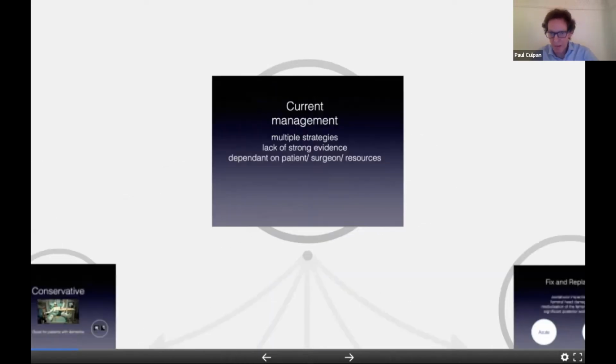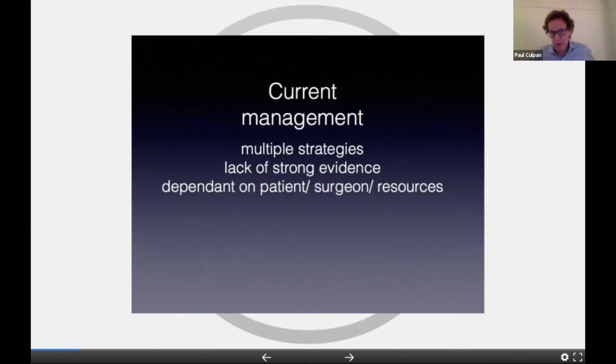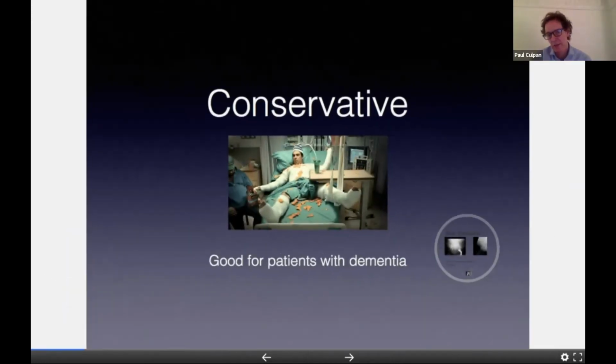So what are the current management strategies in treating osteoporotic fractures? Well, much like LC1s, it's pretty disparate. There are many strategies. Evidence is in its infancy, as Kelly was describing earlier, and that's absolutely the same for elderly acetabular fractures. It's hugely variable depending on where you are, what surgeon is treating you, what resources that surgeon has available, and his experience. What about conservative management?